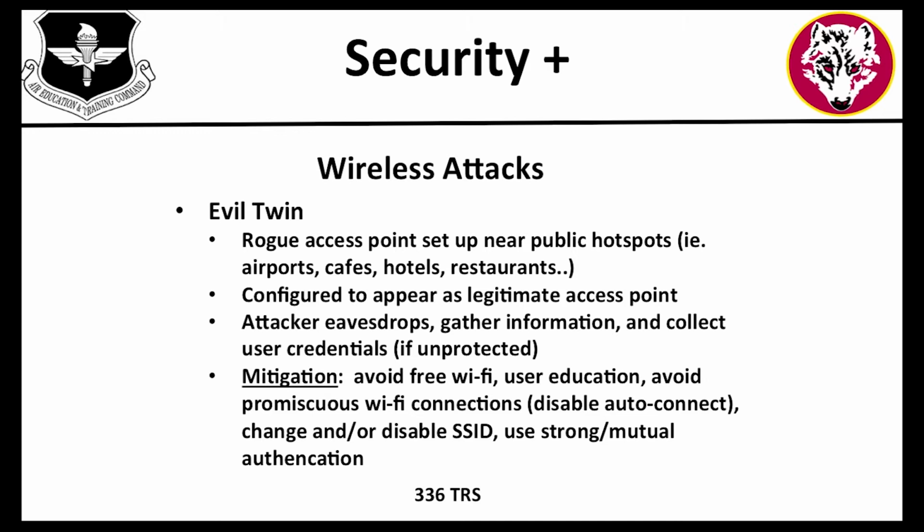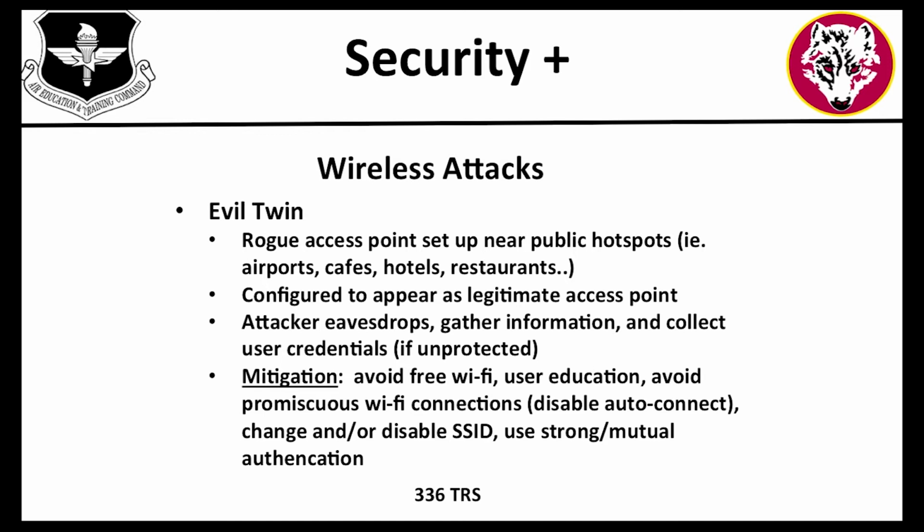Evil twins a lot of times will stand out in the sense that they're going to look identical to something that's supposed to be legitimate as an access point. The attacker a lot of times will put those devices in place to eavesdrop, gather intel, in most cases trying to collect the wireless users' credentials. That is, if they do not have any sort of protection scheme associated with their devices.